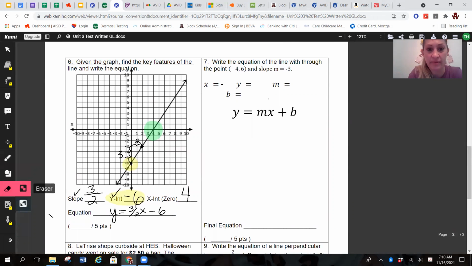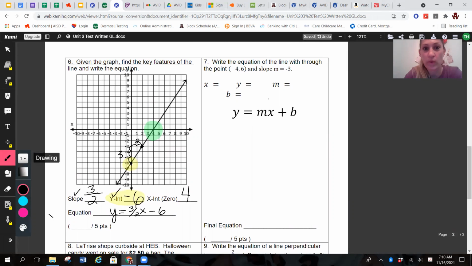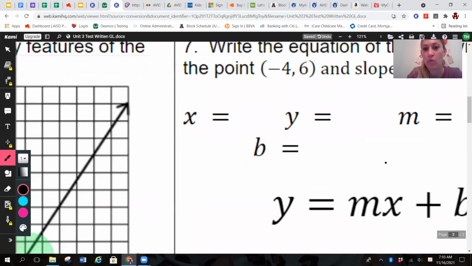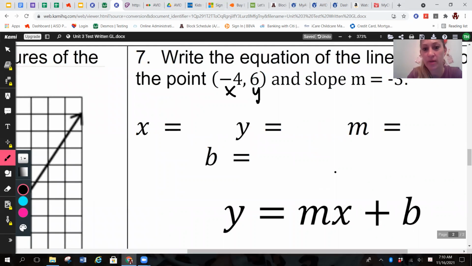Okay, for number 7, we have write the equation of a line through the point -4, 6 with the slope m equals -3. So what that means is I'm going to label the point as an x and a y, and it tells me m is -3. I'm going to just literally copy those into my x equals, y equals, and m equals, okay? We know that everyone is very capable of doing that. That doesn't take a lot of math skills. You've been dealing with x comma y since the 5th grade.